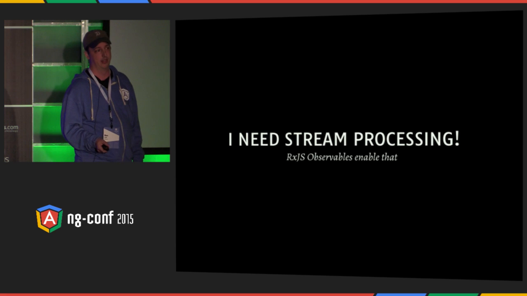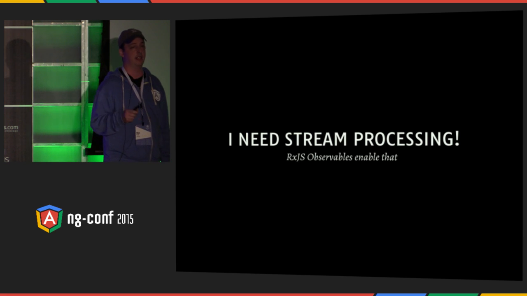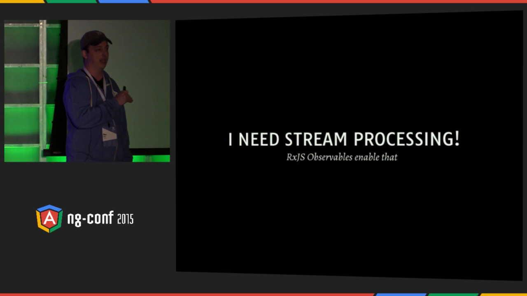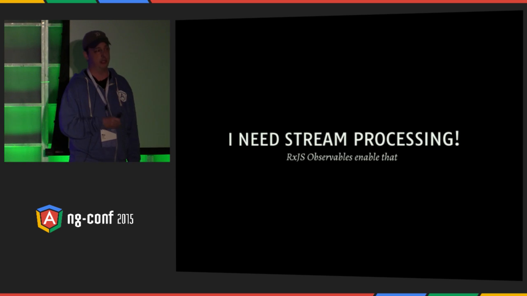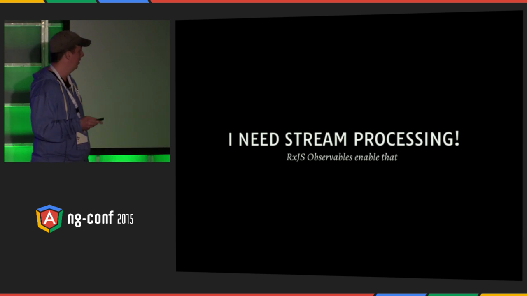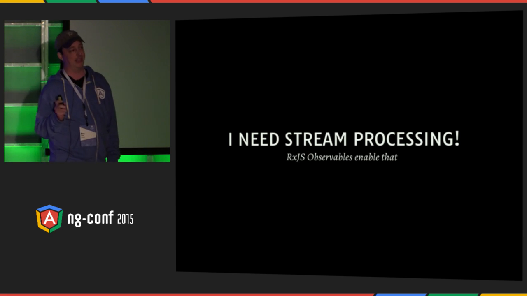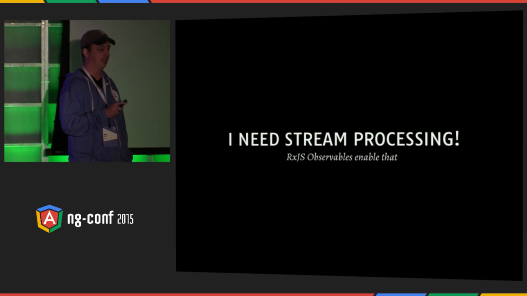I need stream processing. The idea behind stream processing is to take an array or a collection of things and process them one at a time through every transformation you would normally be doing with your filter and map. Well, RxJS observables enable this. So this is my gateway, my gateway drug into observables, as I decided I need this feature.